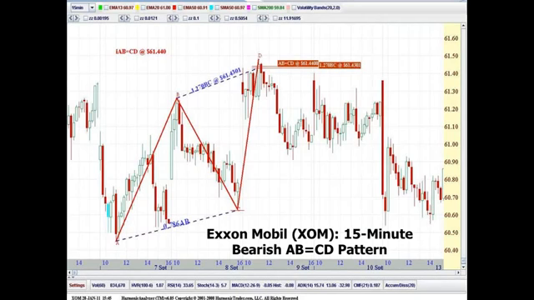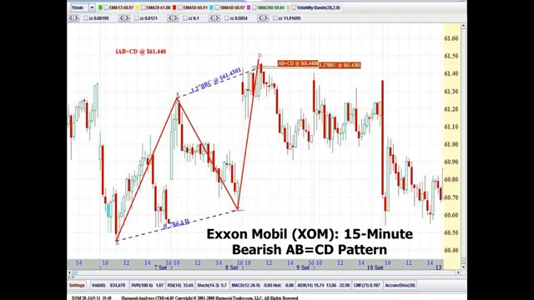Looking at this chart on a 15-minute basis, ExxonMobil possessed a distinct bearish AB equals CD pattern. It's interesting to note that the .786 was at the C point to find what the eventual BC extension would be. In this case, the .786 was almost an exact C point retracement of the AB leg. This established a 1.27 BC extension at 61.43.